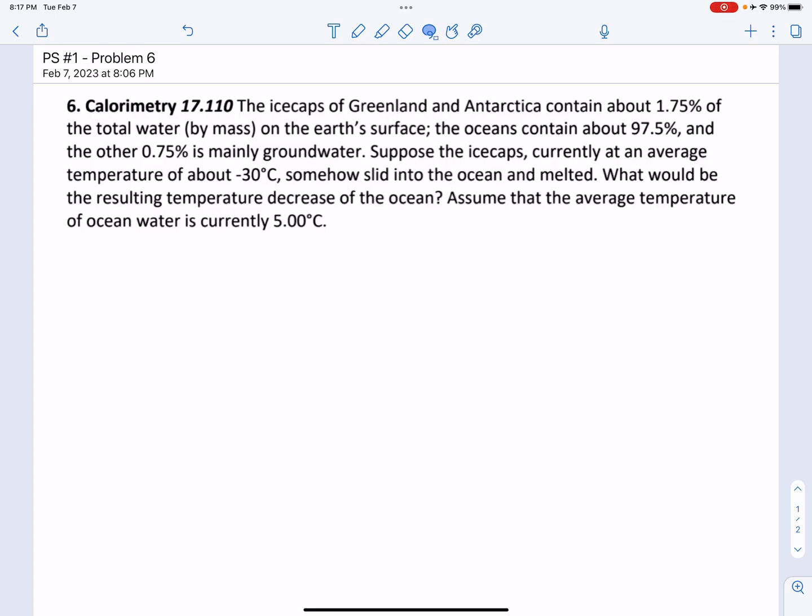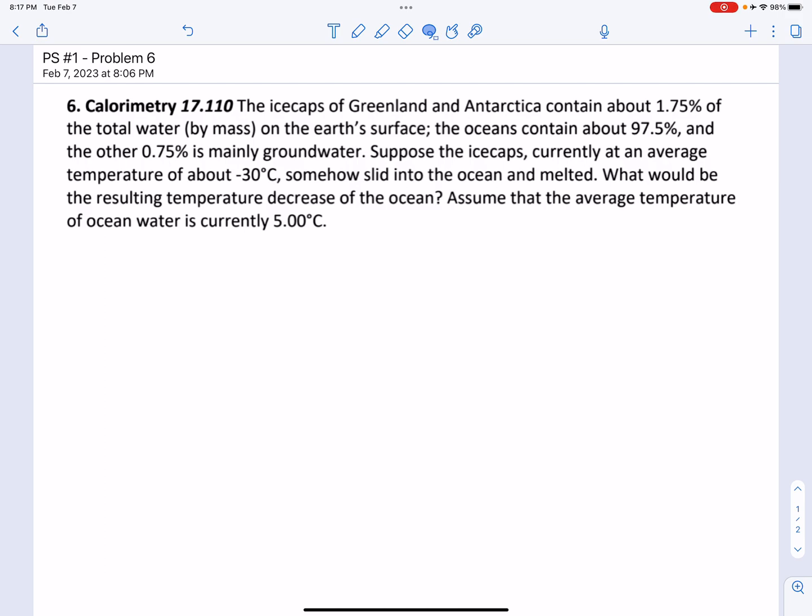This is problem number 6 for problem set number 1. The ice caps of Greenland and Antarctica contain about 1.75% of the total water by mass on the Earth's surface. The oceans contain about 97.5%, and the other 0.75% is mainly groundwater.